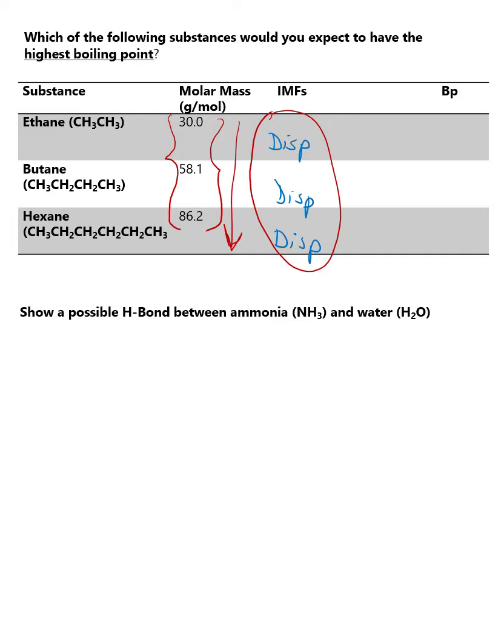hexane is the largest one. You have 6 carbons there compared to butane with 4 and ethane with 2. So hexane is the largest one, which means that you will have the largest molar mass, which means that you will have stronger dispersion forces for hexane than what you will get for butane and ethane. And what that means is that since hexane is the largest one, that one will be the one with the highest boiling point out of the three.